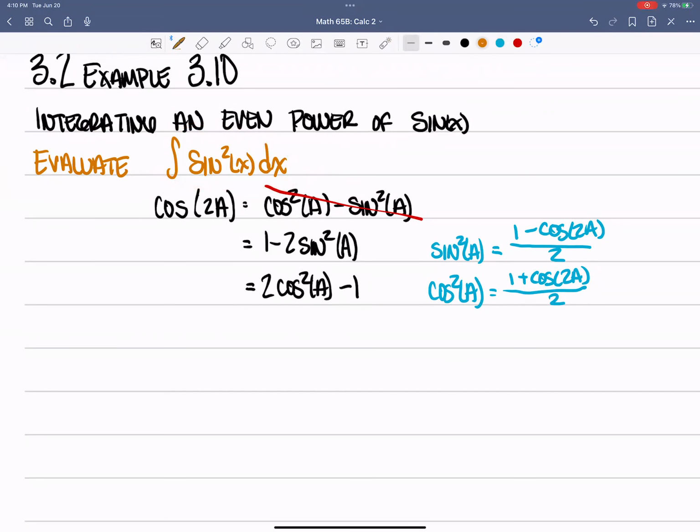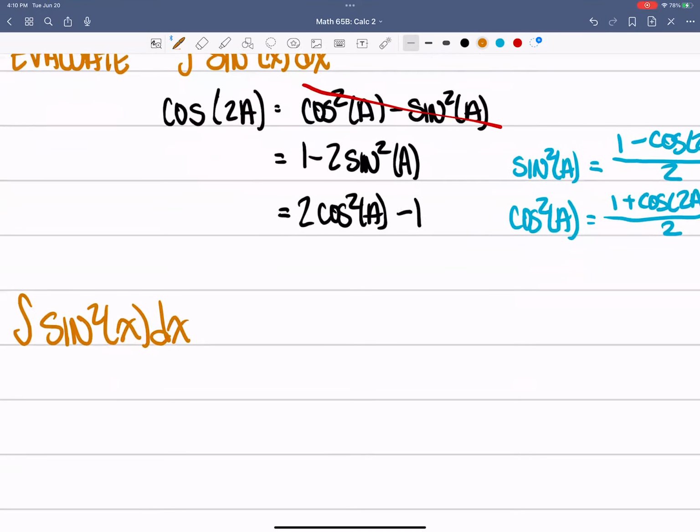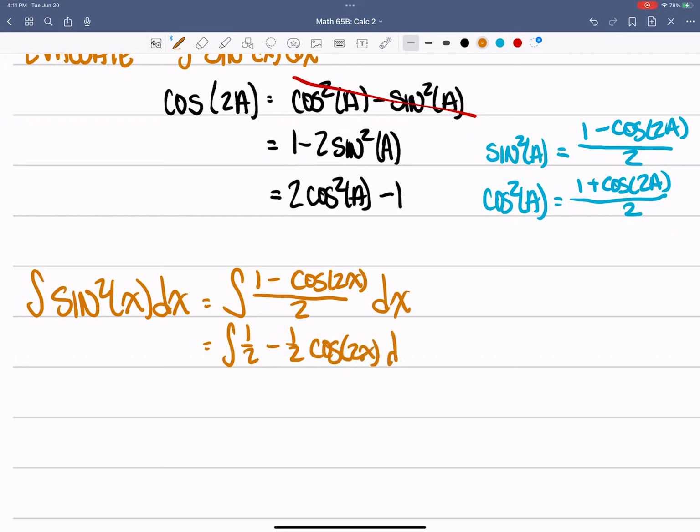So starting off with that, the integral of sine squared x dx, we could use that substitution there and say that this is equal to the integral of 1 minus cosine of 2a, or 2x, over 2 dx. And this is actually not that bad of an integration. 1 over 2 minus 1 over 2 cosine 2x dx.